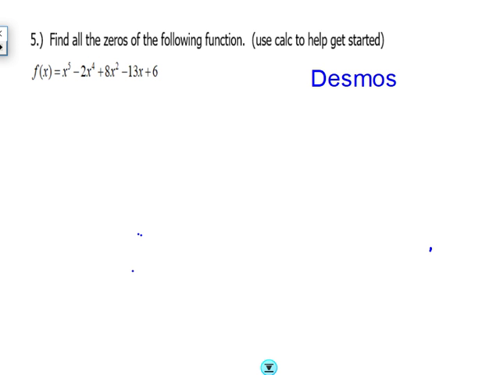All right, we're going to find all the zeros of the following function. Notice we don't start you off with any, so you're going to have to find them. How many are we looking for? This is a degree of 5, so we're looking for 5. We're going to use Desmos to help us find the real solutions, and then we'll find whatever's left, which might be irrational or imaginary.